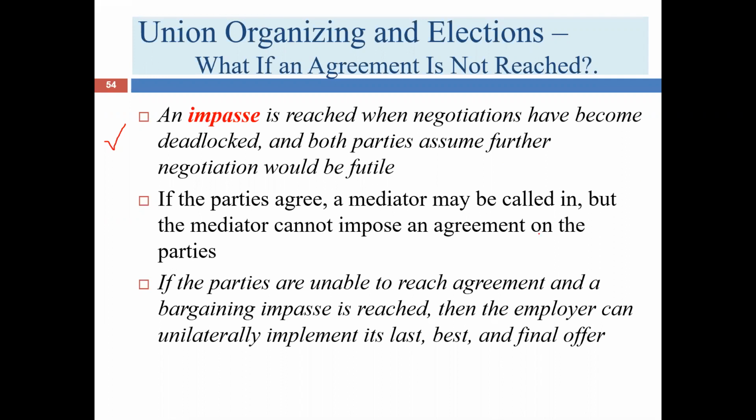If the parties are unable to reach an agreement and a bargaining impasse is reached, then the employer can unilaterally implement its last, best, and final offer. So whatever was on the table by the employer can then become the law.